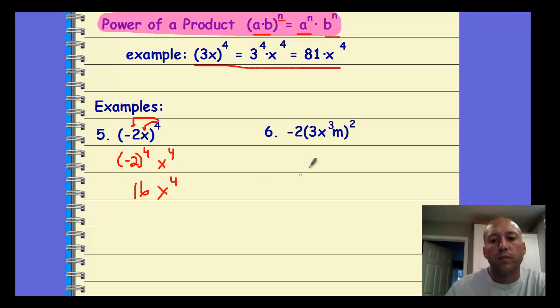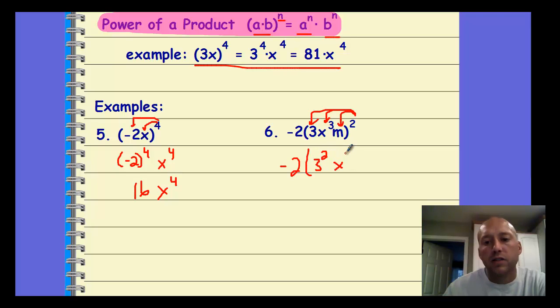X to the 4th. Here, this 2 goes to everything inside here, the different terms, actually it's one term, the different variables or products, each one of them. It does not go to the -2 in front, and we have to follow the order of operations. We have to do the parentheses, and then we have to do the power. This is really 3 squared, x cubed squared, so I'm going to break it up in smaller steps. So this is the same thing as -2, and we have 9, 3 squared is 9, times x to the, multiply these, 6, and then we still have m squared.